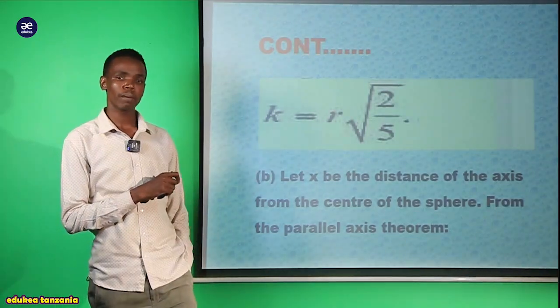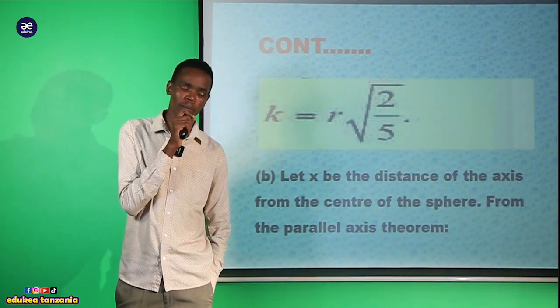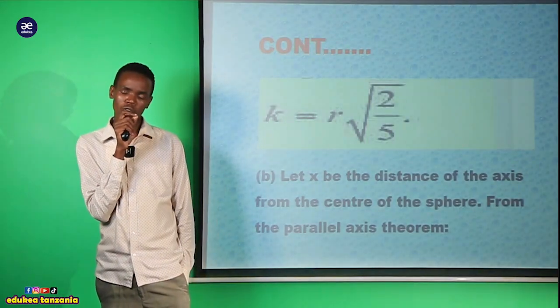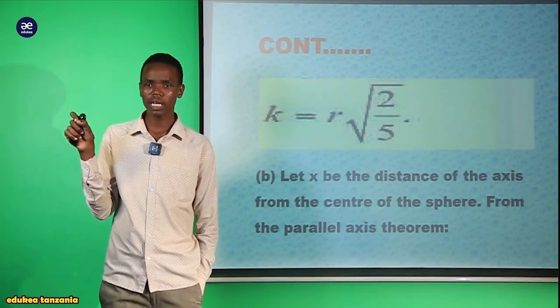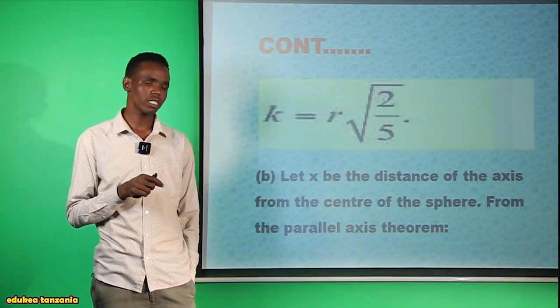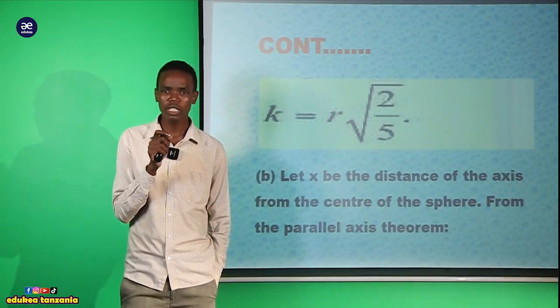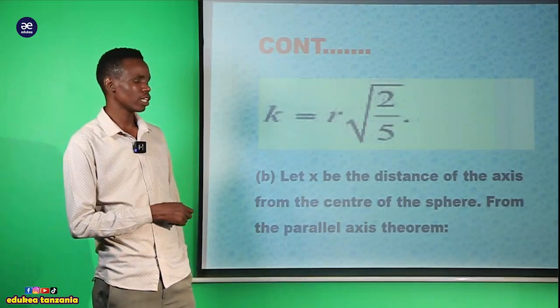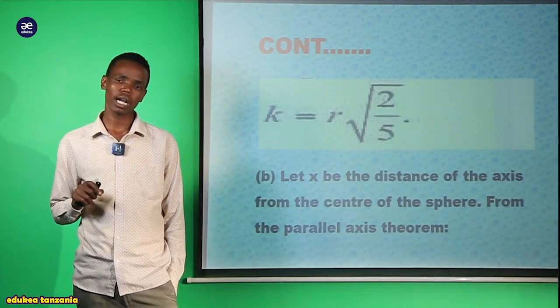And equation number 2 relates the moment of inertia with the radius of gyration. We know that the moment of inertia must be equal to mk squared. Now let us equate these two equations. If we equate them, we obtain that k squared, which represents the radius of gyration, must be equal to 2 divided by 5 times r squared.